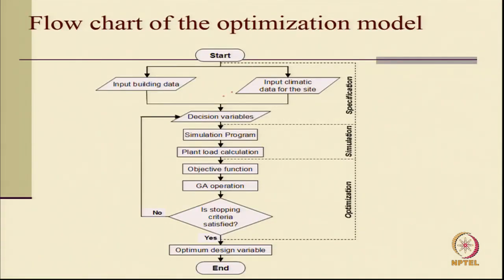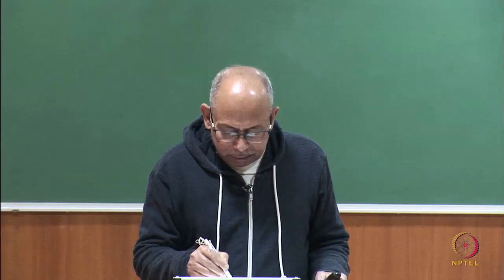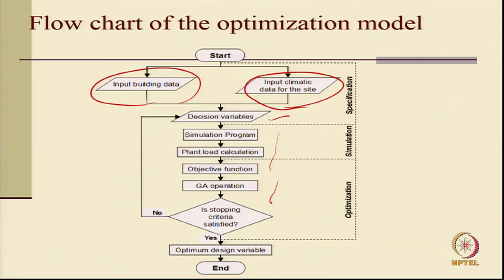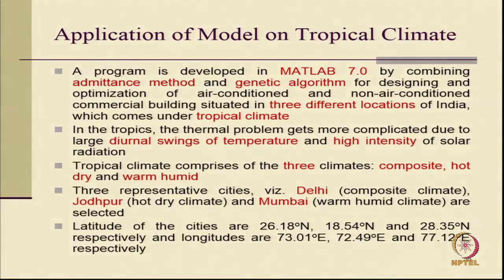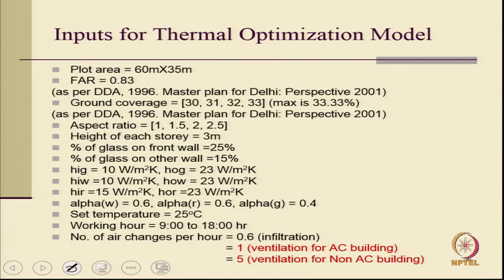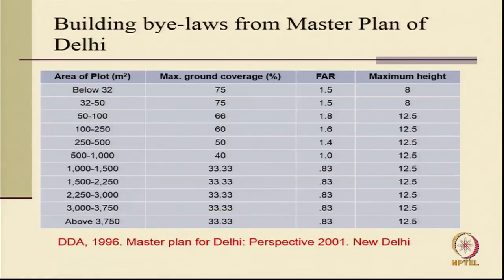So, that would be the start, give the input building data, obviously the climatic data is needed for the building, then decision variables, then program, plant load calculation, GA operations, and the stopping criteria is when, let us say, 90% of the fitness values are all the same, that could be the stopping criteria, and that is the end of it. So, this is what it is. Supposing I take an example, plot area etcetera, which I just gave you, and you can take even the building master plan into account in this one.